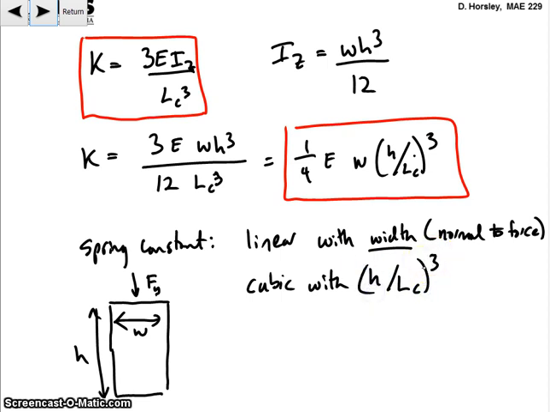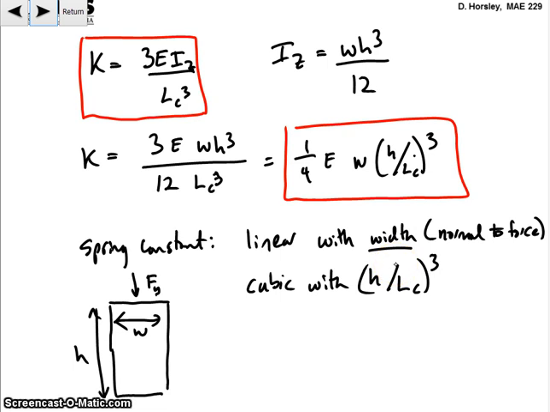Right, so if I make the beam twice as tall, I get 2 to the third, 8 times as stiff. If I make it twice as long, I get 2 to the third softer, so a factor of 8 softer. So it's very sensitive to the height and the length, not so sensitive to the width.